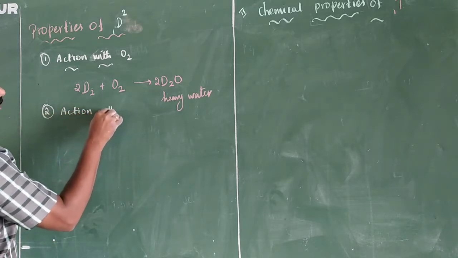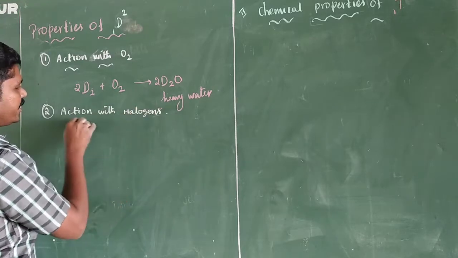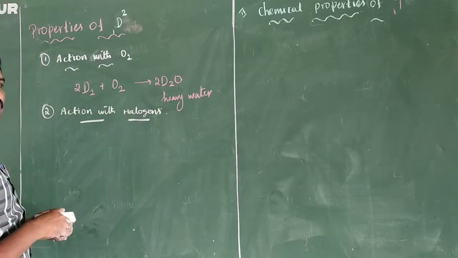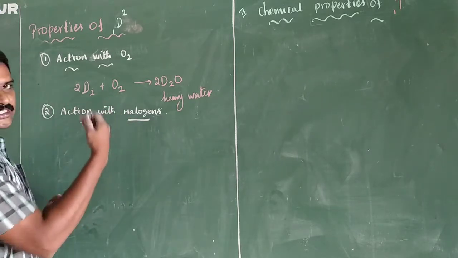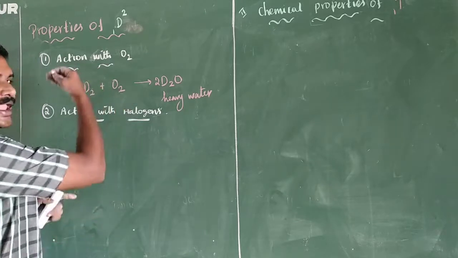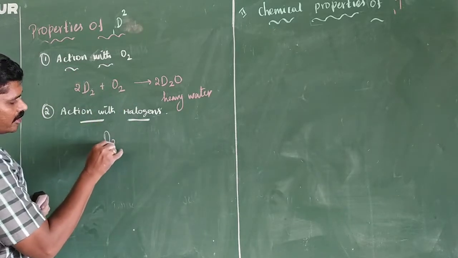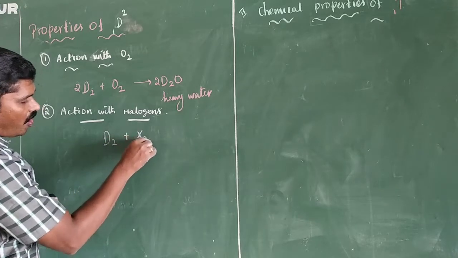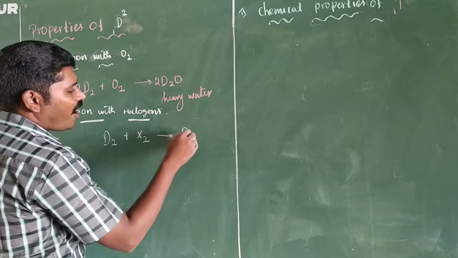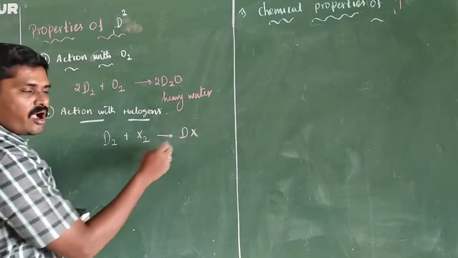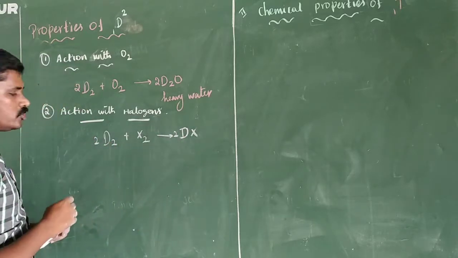Action with the halogens. Deuterium reacts with all halogens to give deuterium halides, like hydrogen. So in general, D2 reacts with all halogens to give deuterium halide.